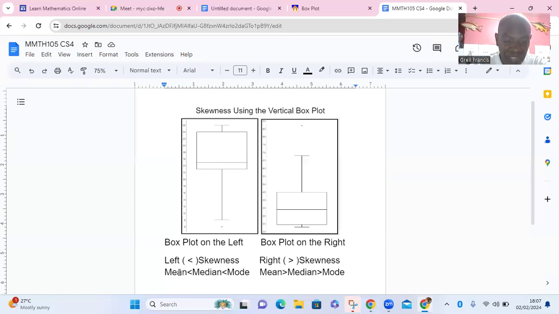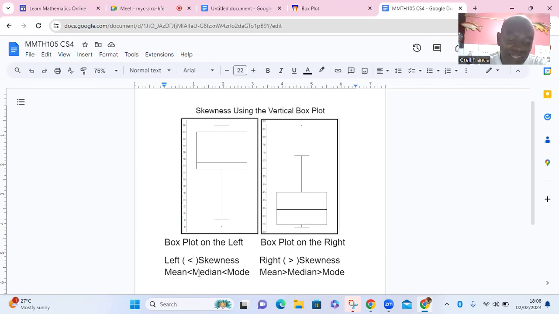Now, to compare the relative sizes of the mean, median, and mode, as soon as you identify the skewness of the box plot or the data, you can indicate the symbol. So the arrowhead here is pointing towards the left. That will give us a little hint when you're comparing the mean, median, and mode in that order. The mean would be less than the median, in turn less than the mode.